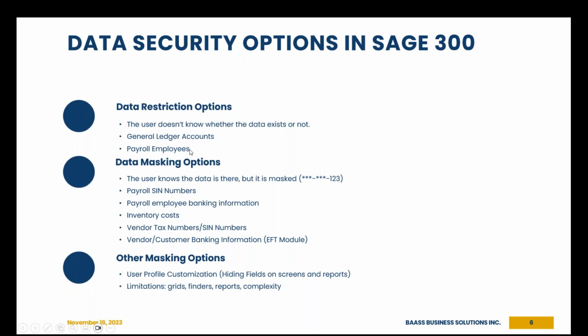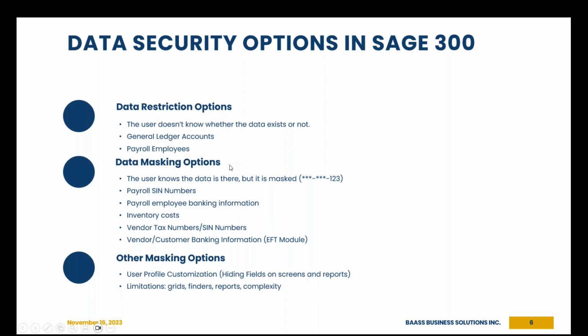So those are the two data restriction options that you get out of the box, general ledger accounts and payroll employees. The payroll employees option is good if you want to maybe restrict access to executive payroll, again, to maybe a more senior payroll person, or divvy up duties based on divisions or locations as well.